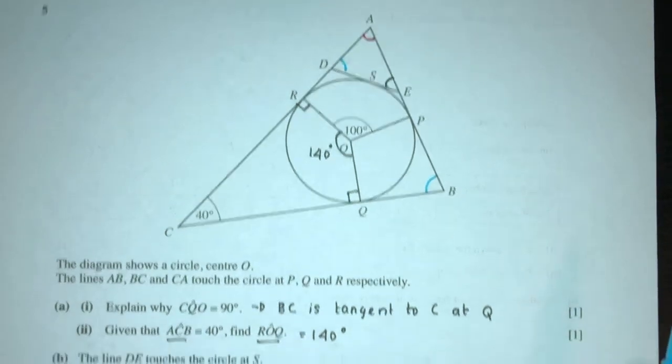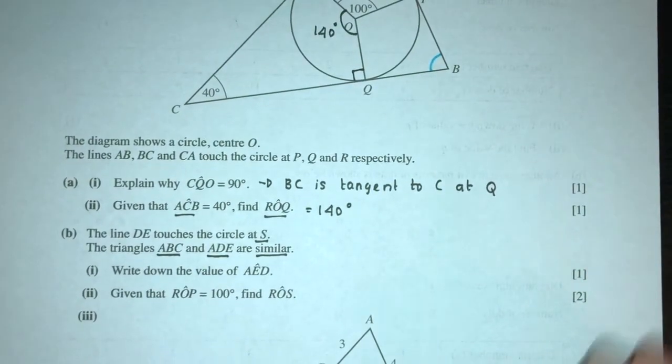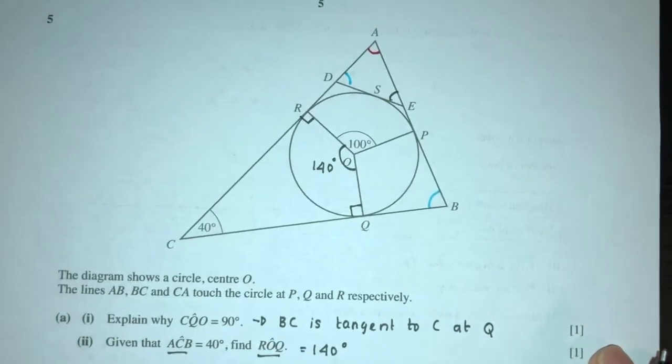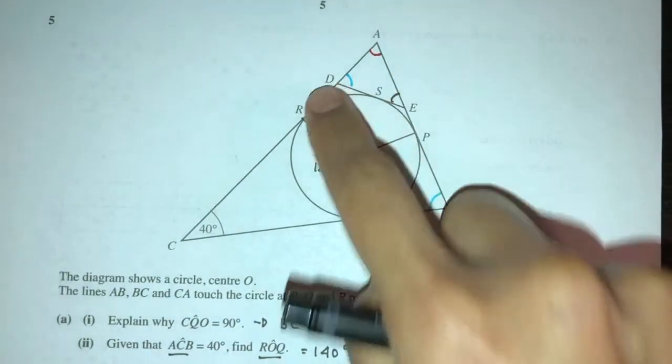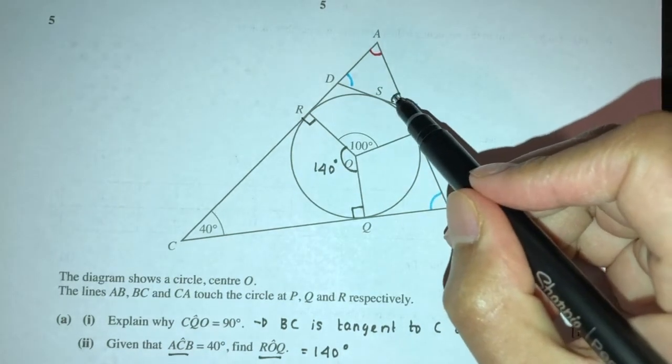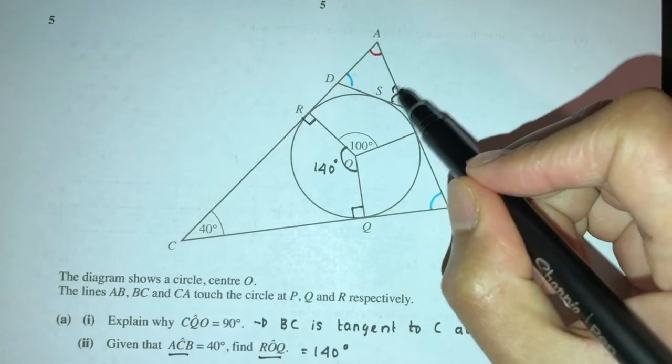Now let's see what we have to do. So we have to write down the value of angle AED. So AED, where's that? AED. So how can you find this? By using symmetry. This angle has to be the same as this. It will be 40.